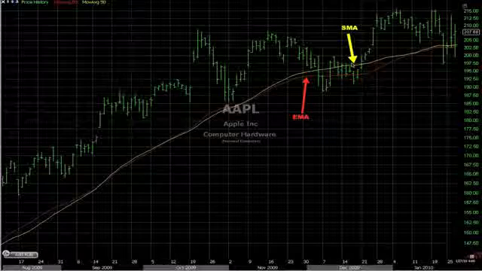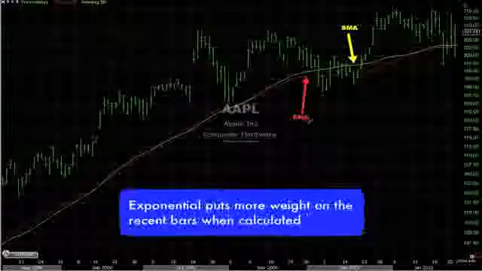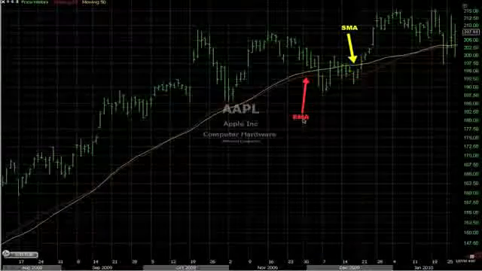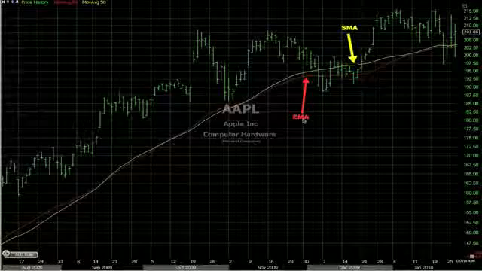One of the problems with moving averages is that they are lagging the price. Exponential moving average is challenging this problem by putting more weight on the recent price bars. This means that the EMA will adapt faster to the current rally or drop, giving the traders a heads up.